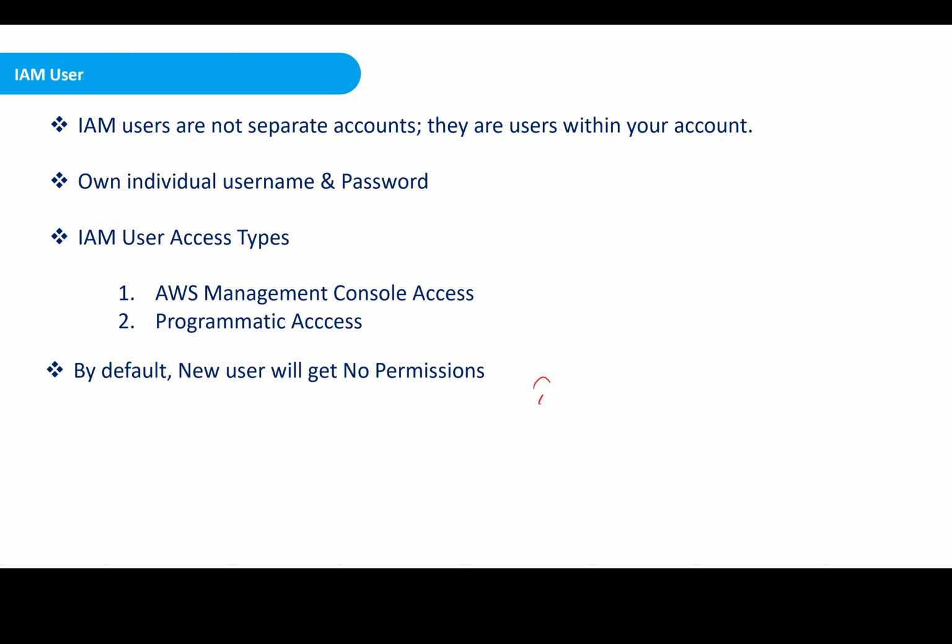Then the next type of user is an IAM user. I have given some brief overview, right? IAM users are not separate AWS accounts. They are user accounts within the AWS account. Every user will get their own username and password. And every IAM user has two types of access. Access type means the way they can log into the AWS account.